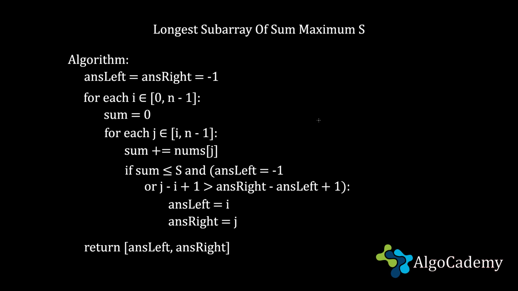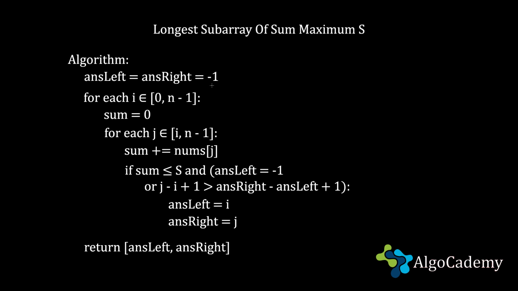Now, as you can see, I am using two variables, answer left and answer right, to store the left and right endpoints of our answer subarray. I initialize them by -1. This is a way of saying that I didn't find any subarray of some maximum s by now, right? Because I haven't gone through any of them.